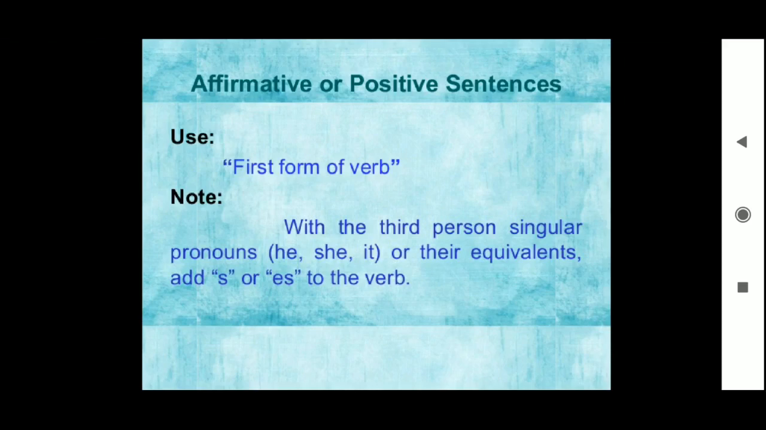If you have understood these three forms very clearly, affirmative or positive, interrogative and negative, then you can easily make the fourth one, interrogative negative sentences. So let us try to understand affirmative or positive sentences of present indefinite. We use the first form of the verb.